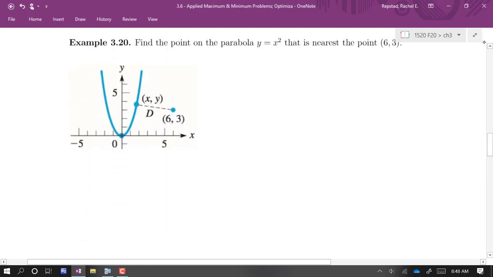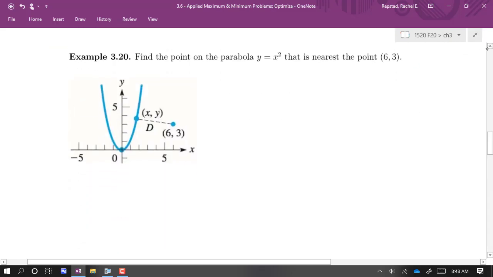All right, let's do another one. In example 320, they say, let's find the point on the parabola y equals x squared that is nearest the point 6, 3. So in this figure, we're looking at the graph y equals x squared. They plotted the point 6, 3, and we want to find the point, here it's labeled x, y, that is closest.